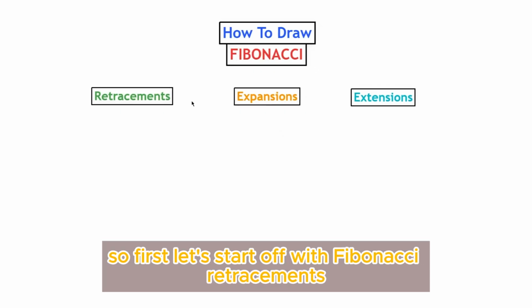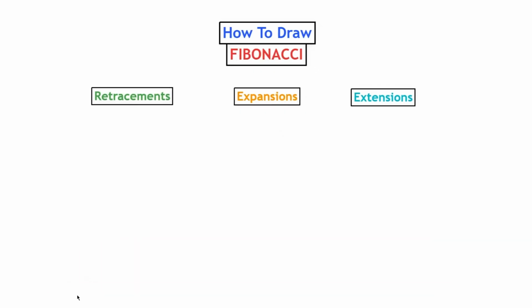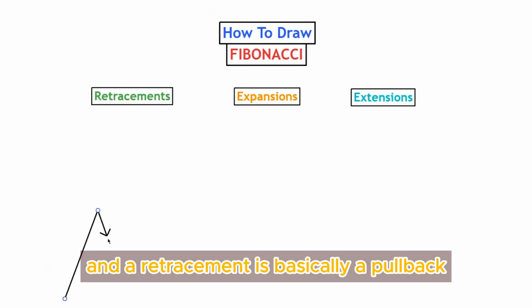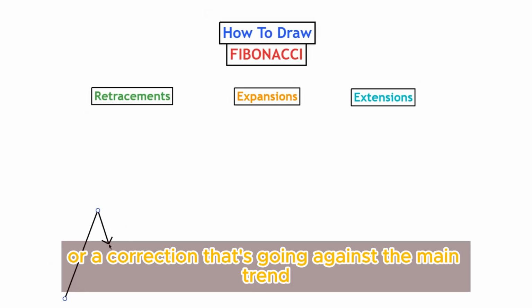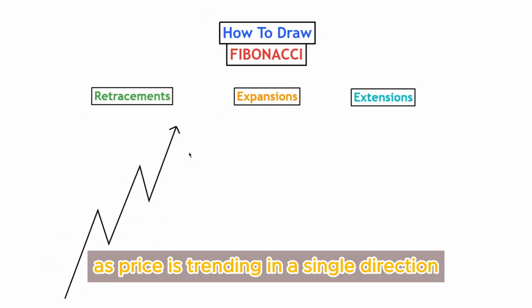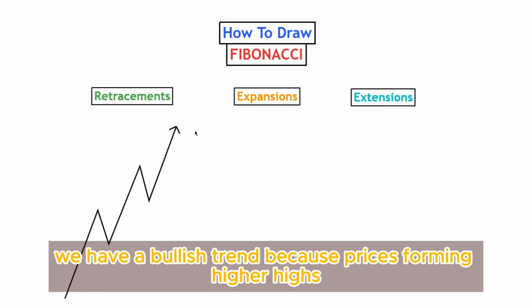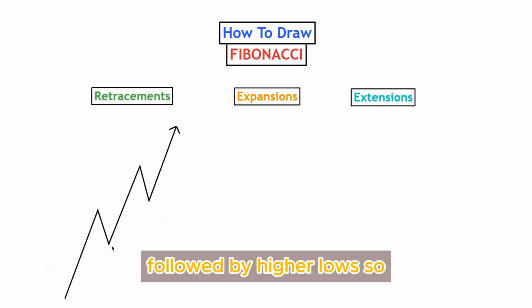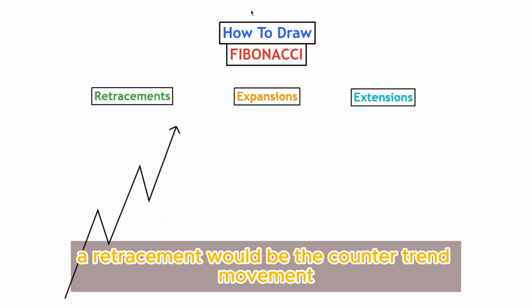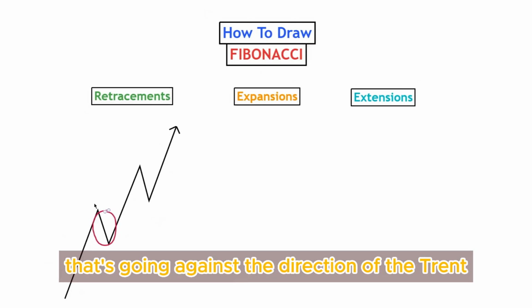So first let's start off with Fibonacci retracements. And a retracement is basically a pullback or a correction that's going against the main trend as price is trending in a single direction. So in this case, we have a bullish trend because price is forming higher highs followed by higher lows. So a retracement would be the counter trend movement that's going against the direction of the trend.